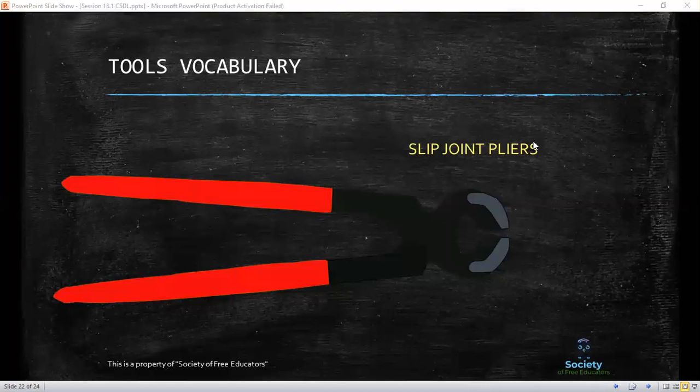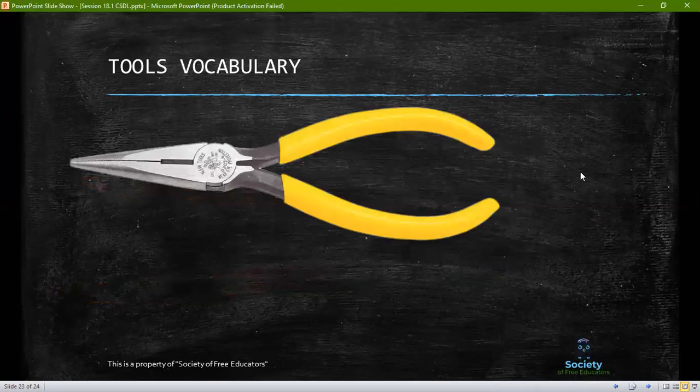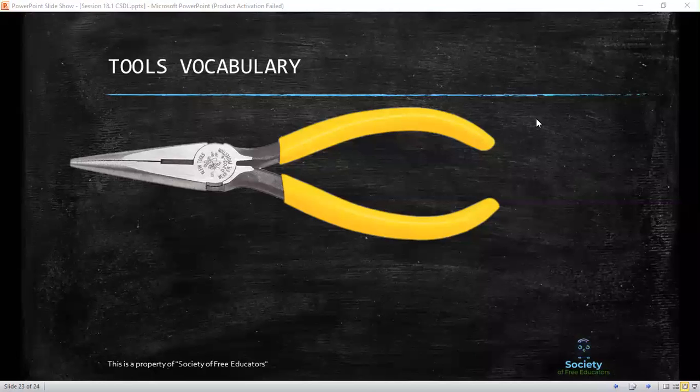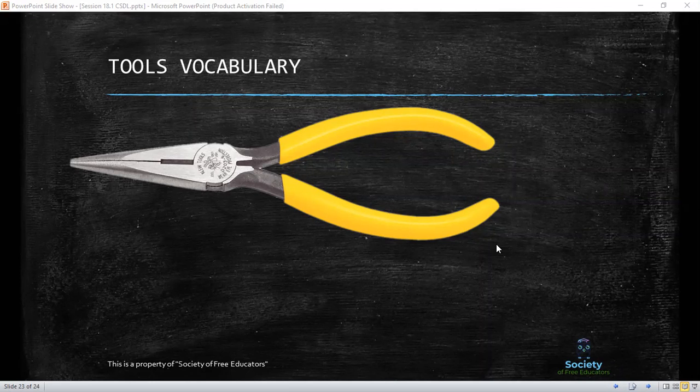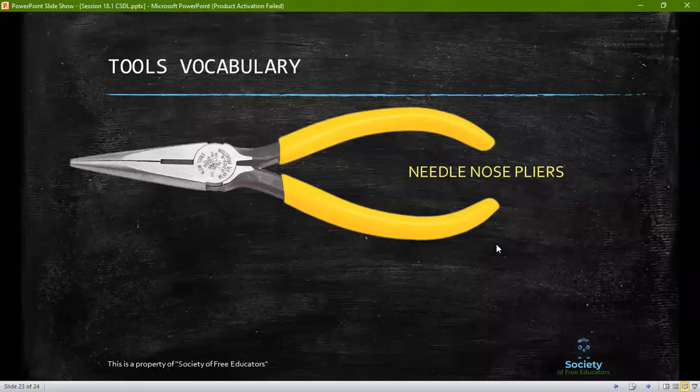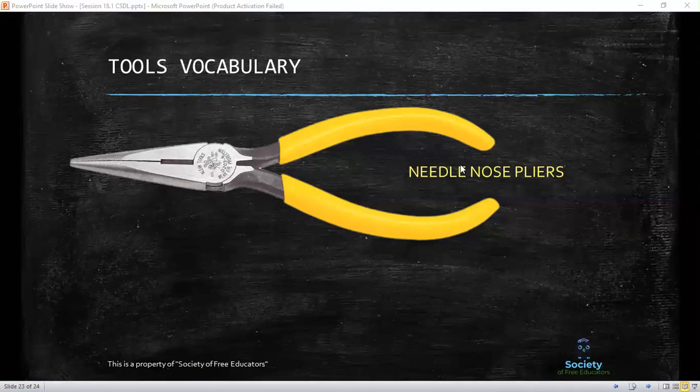Okay, which one is this one? ये भी plier है, but कौन सा? Afnan? It's a needle nose plier. Anyone else? Okay, it's a needle nose plier. So ये किस काम आता है? I think wires को wind up करने के लिए. It is a needle nose plier. What is it used for? It is used to wind up wires.